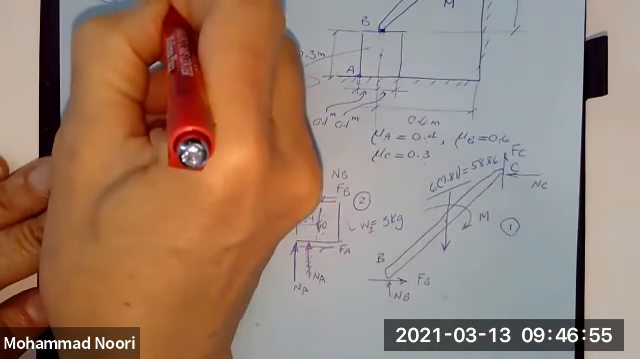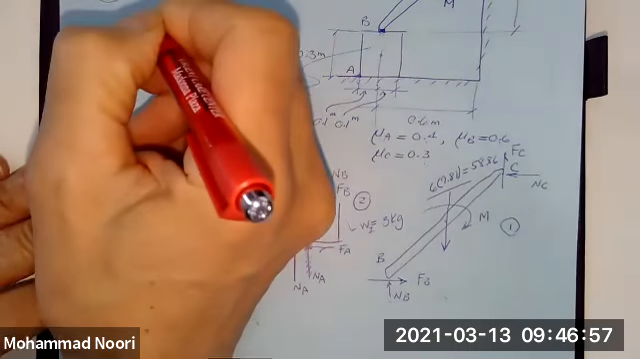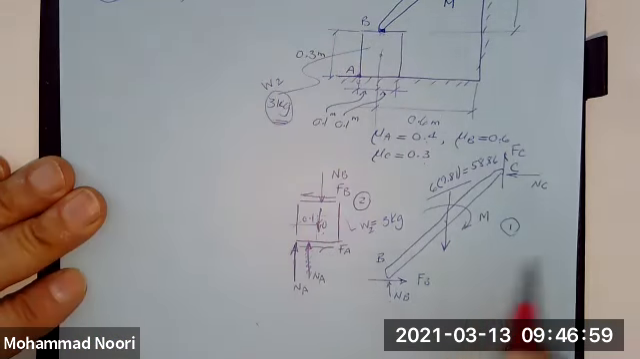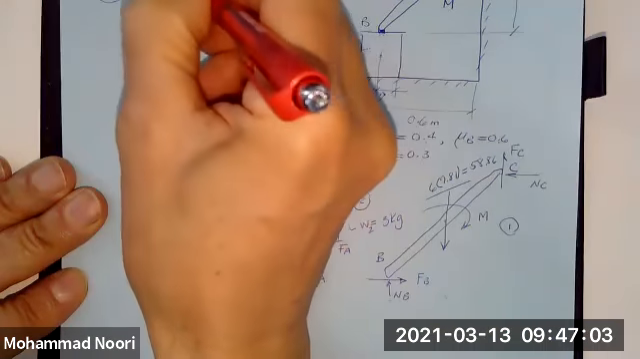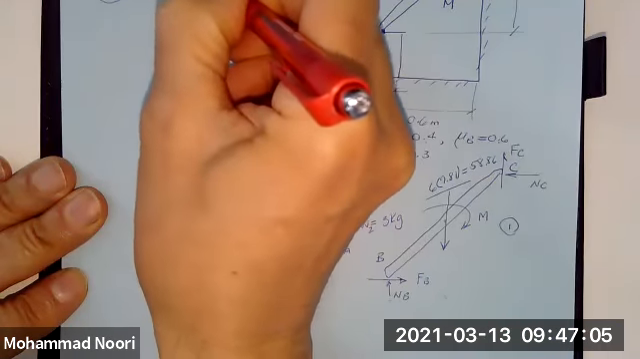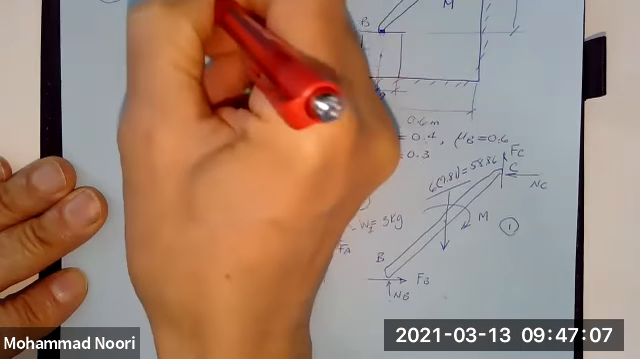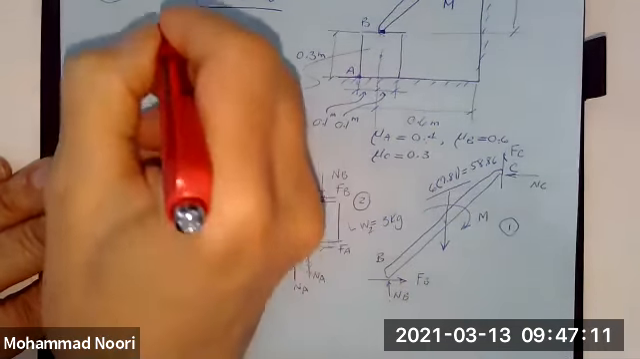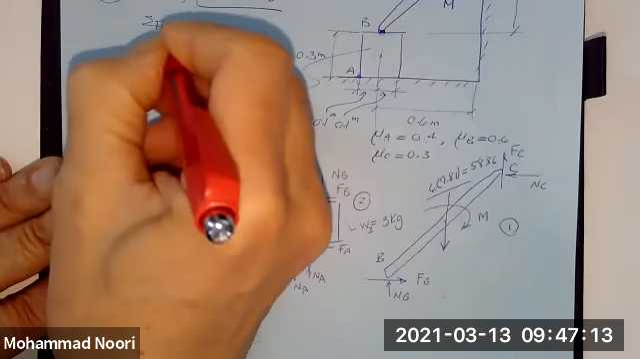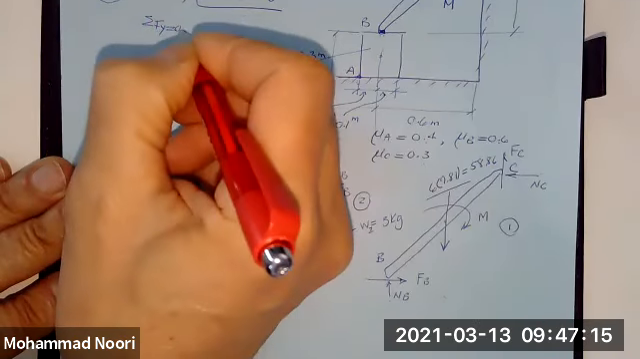You have summation of forces along x equal to 0. That means F of B that way, okay, minus NC is equal to 0, okay? What else? You have summation of forces along Y equal to 0, okay?